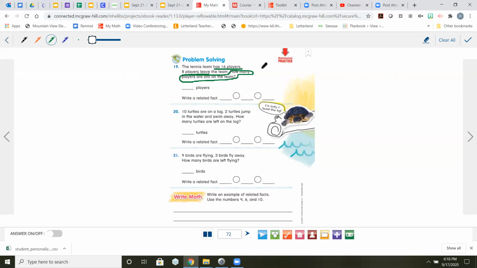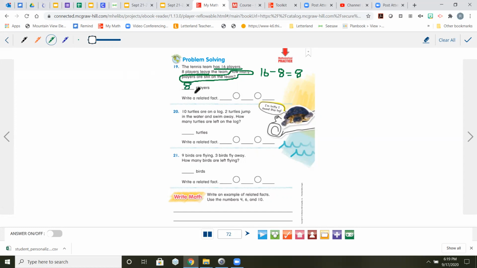We start out with 16, and when things leave, they're going away, and that is subtraction. 8 of them went away. How many did that leave us? Let me think about this. I could look at it backwards. What plus 8 equals 16? Oh, that sounds like a doubles fact to me. I know that 8 plus 8 equals 16. So 16 minus 8 equals 8. The answer is there's only 8 players left. Half the team left.